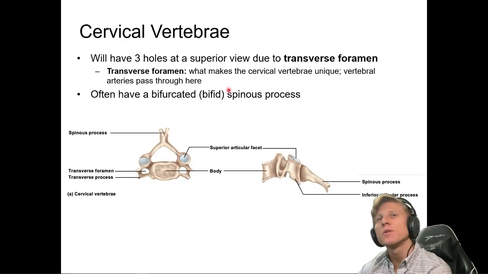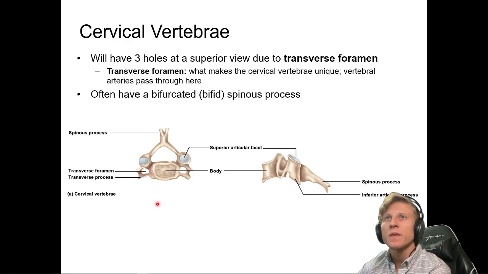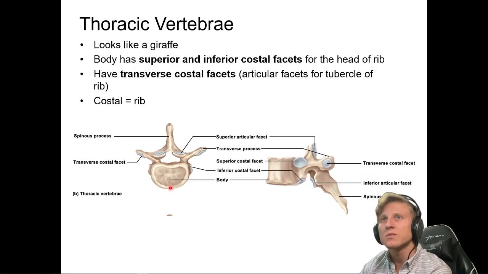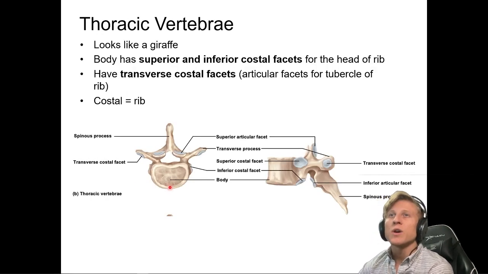Again, cervical vertebrae, we have these transverse processes. We're just going to run through this and note the key differences. We often have a bifurcated or sort of a wishbone shape to the spinal process as well on the cervical vertebrae. But again, that transverse foramen is going to be the single biggest giveaway as to what you are looking at.